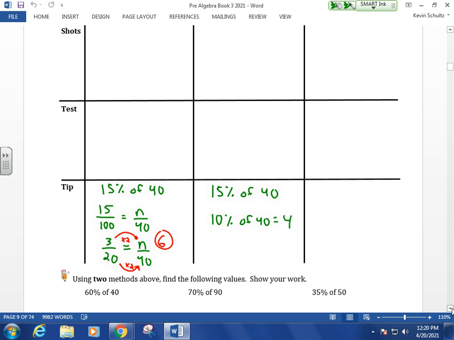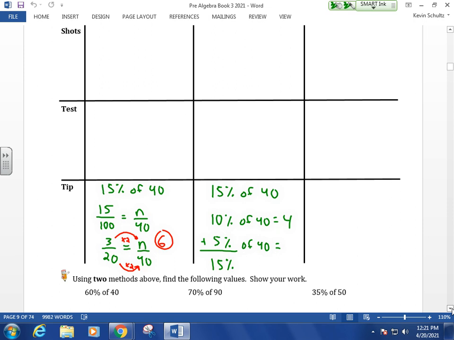We want 15%. So we need to add 5% to 10% to get 15%. Right? Just like 10 plus 5 is 15. 10% plus 5% equals 15%. So what's 5% of 40?